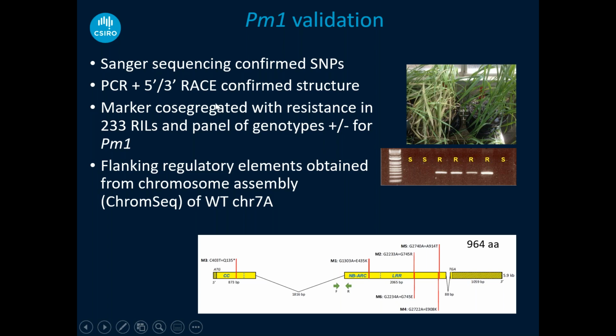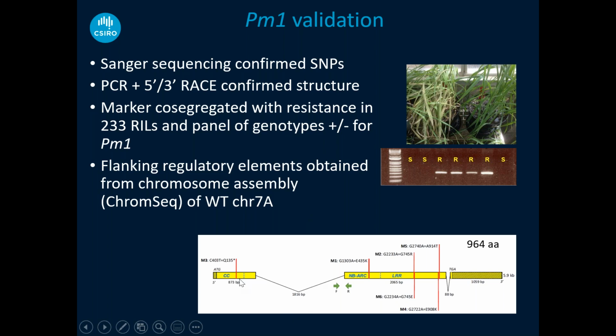I used 5' and 3' RACE to confirm the gene structure. A marker based on that candidate also co-segregated with resistance in 233 recombinant inbred lines and a panel of genotypes with PM1 present or absent. And the flanking regulatory elements I obtained from a chromosome assembly of the wild type that was generated using RenSeq.